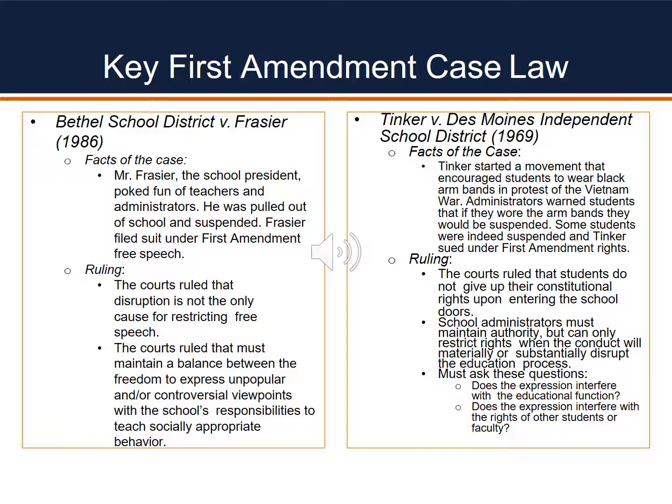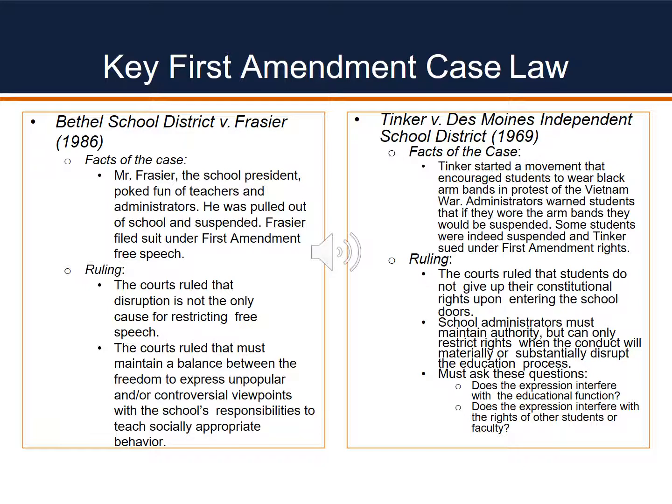Our second case is Tinker v. Des Moines. This was in 1969, and we can think about what was going on particularly in 1969, so roughly around the Vietnam era. Tinker, a student at the school, started a movement that encouraged students to wear black armbands in protest of the Vietnam War. Administrators warned students that if they wore the armbands, they would be suspended. Some students were indeed suspended, and Tinker went on to sue under his First Amendment freedom of speech rights.